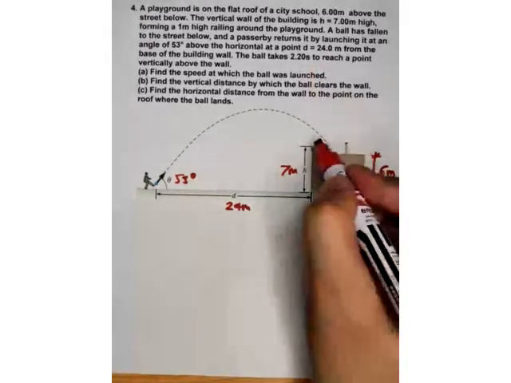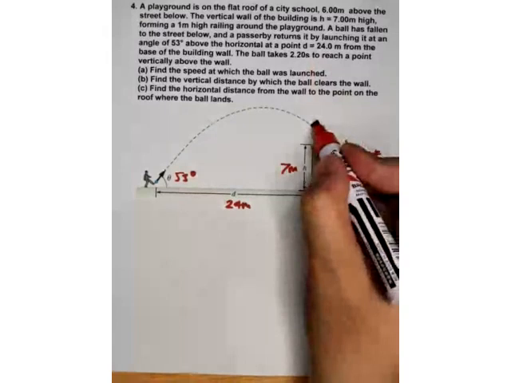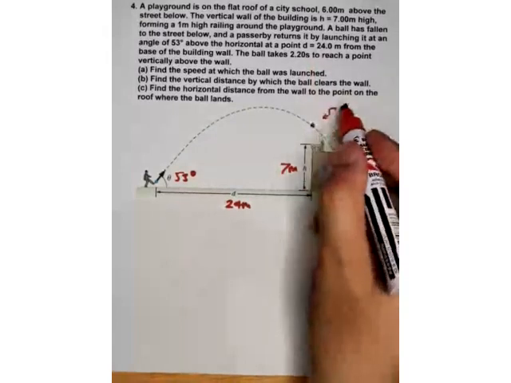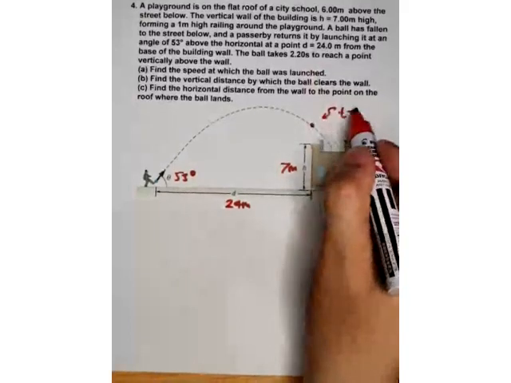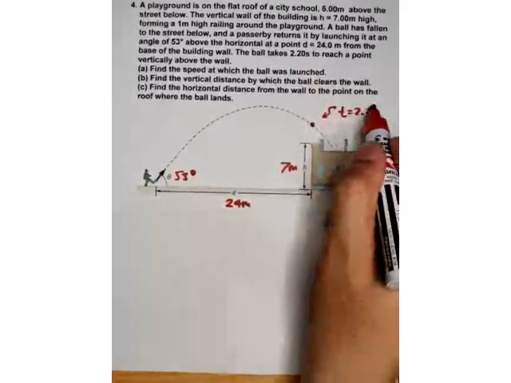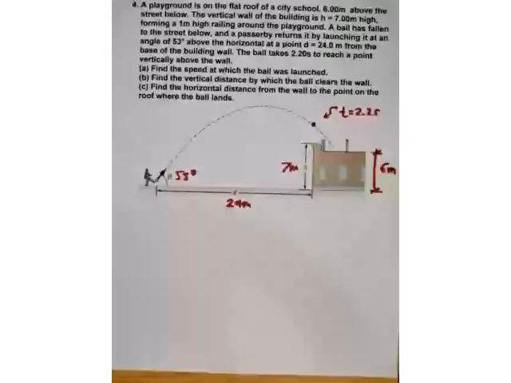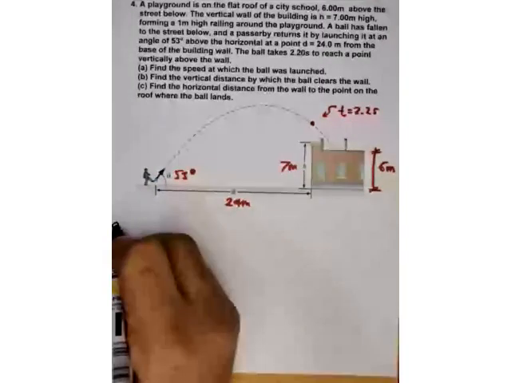So ito yung wall natin. So it took the ball 2.2 seconds to go to this point. So the time here is 2.2 seconds. First question ay, find the speed at which the ball was launched. So at what speed was the ball launched? Okay, so letter A. So what is V initial?